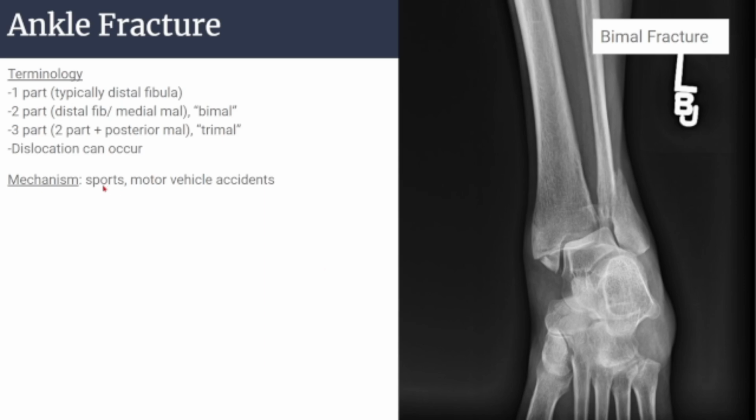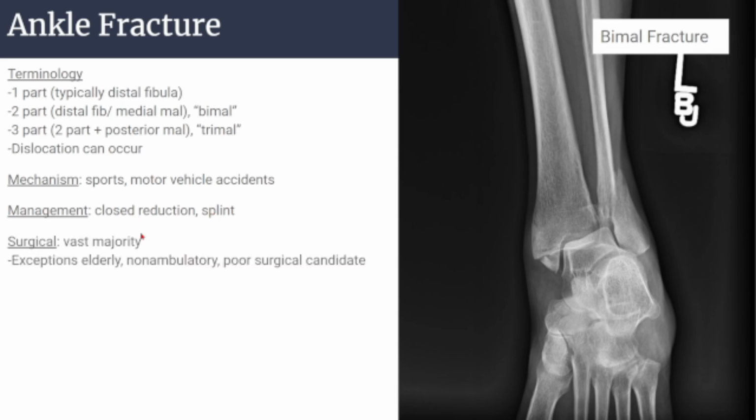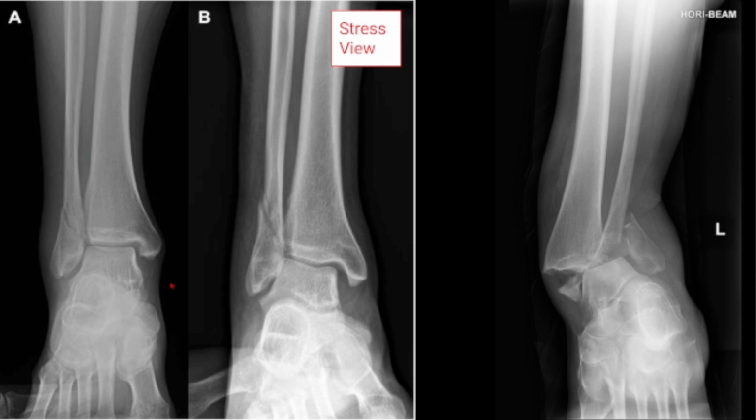Typically, it can happen from a benign mechanism, and it can happen from a major mechanism. So you'll see these a lot. In the sort of acute phase, you're going to reduce them if they're not open. If they're open or there's a neurovascular lesion, that may go straight to the OR. But generally, you're going to reduce these and splint them. And they are almost universally surgical unless the patient can't participate in recovery or is a poor surgical candidate.